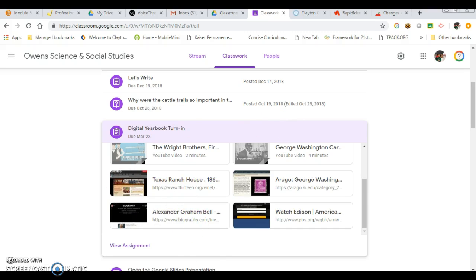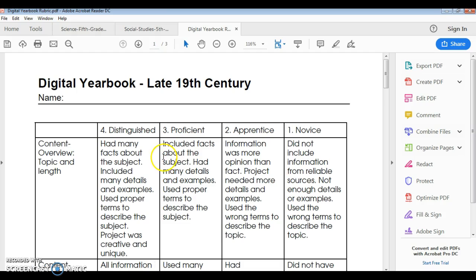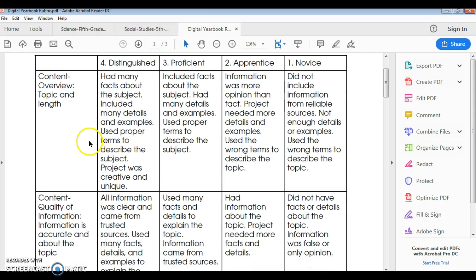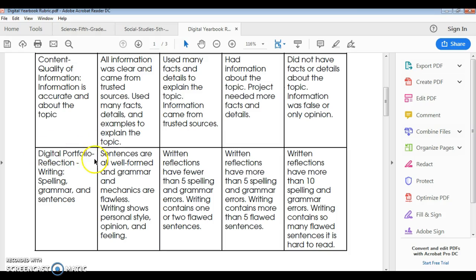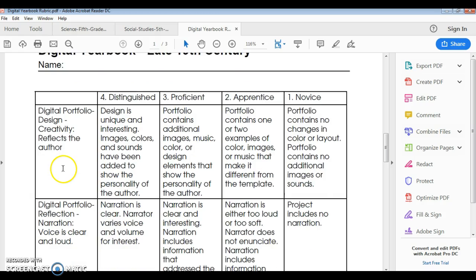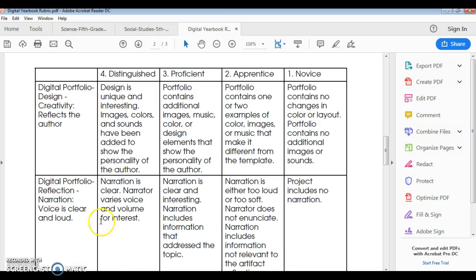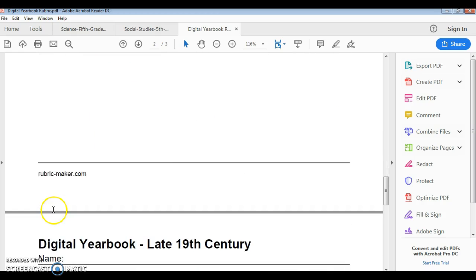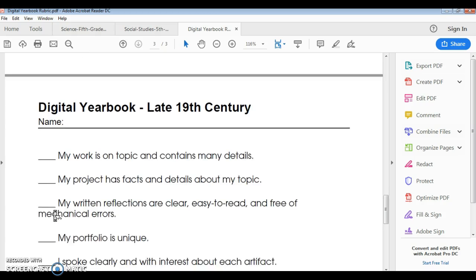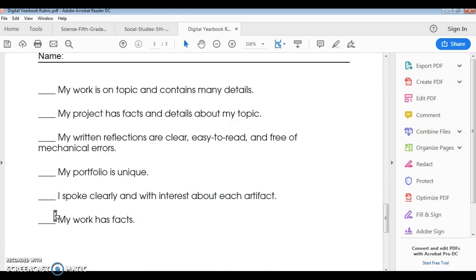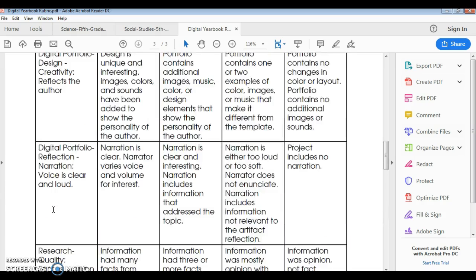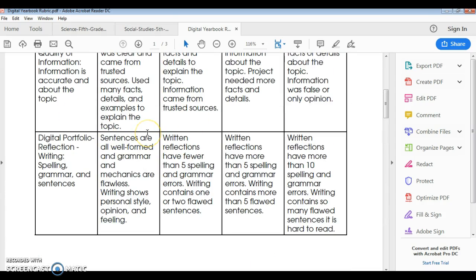I also had the opportunity to post the rubric for students, and I created this yearbook rubric online in Rubric Maker. This was a great way for students to know exactly what they had to do. As you can see, the digital portfolio was included in this portion, where they had to be creative, as well as their voice thread here. The good thing about the site I created the rubric on is that it also gives a checklist for students to make sure that they have met those rubric requirements. So that was one way in which students were assessed within this program.